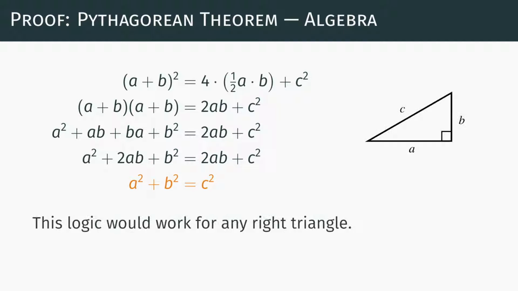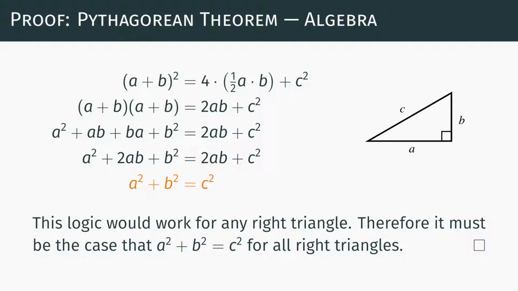And now the great thing about this is this logic works for any right triangle. When we set this up, we purposely chose a right triangle that wasn't special in any way. We chose a right triangle where we didn't really know anything about it. We just said, let's call the sides A and B for the legs, and we'll call the hypotenuse C, and let's just see what we can do with it. So because we didn't have anything special for this right triangle, this logic works for any right triangle. And because it works for any right triangle, it's got to be the case that a squared plus b squared equals c squared for every single right triangle that's out there. And that's it. We've managed to prove the Pythagorean theorem.